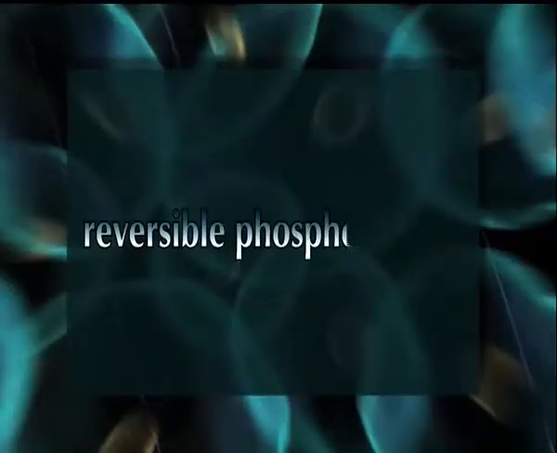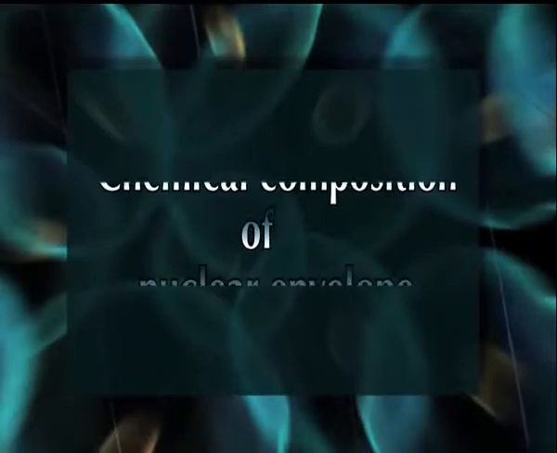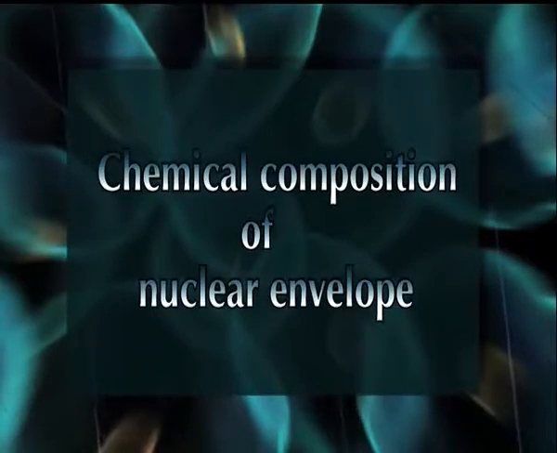The vesicles used for assembly of nuclear envelope form a subset of endoplasmic reticulum derived vesicles and are distinct from the majority of other endoplasmic reticulum derived vesicles. Lamin depolymerization and polymerization during disassembly and reassembly of the nuclear envelope also involves reversible phosphorylation. Now, what is the chemical composition of nuclear envelope?